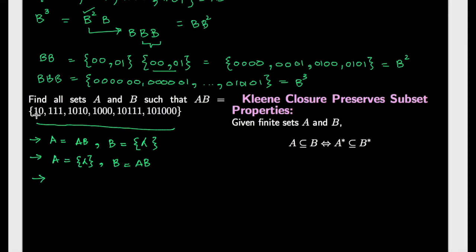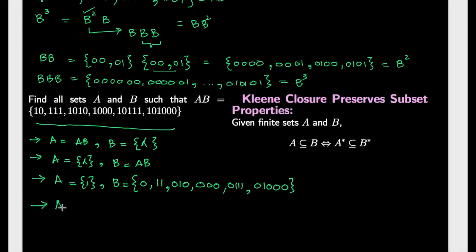Then you note that every string in AB starts with 1. So I can say A is equal to {1} and B is equal to the rest. So I take away 1 from each of the strings and make B from it. So this is 010, 000, 0111 and 01000.